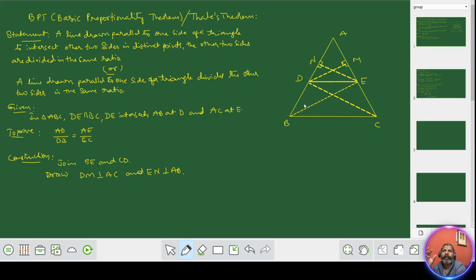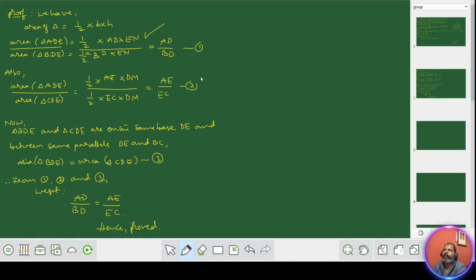And area divided by area of triangle BDE. If I take the base as BD, what is the height standing on BD? The height is not standing on BD itself. It is on the extended BD, because in an obtuse triangle the height will always be outside the triangle. So the extended part of the base will have the height. Using this knowledge, area of triangle BDE will be half into base BD into height EN. Same thing I have written. Check out: half into BD into EN.